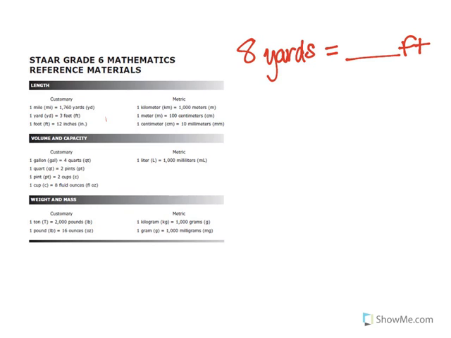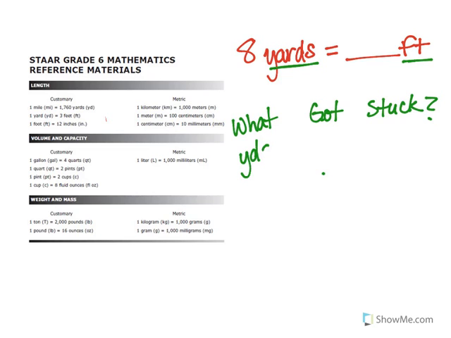All right, so don't forget, a proportion is 2 equivalent ratios. And ratios are when you're comparing 2 different units. In this case, I'm comparing yards and feet. So I'm going to use the "What Got Stuck" method. What Got Stuck? All right, so here we go. Let's start. What are you comparing? I'm comparing yards to feet.